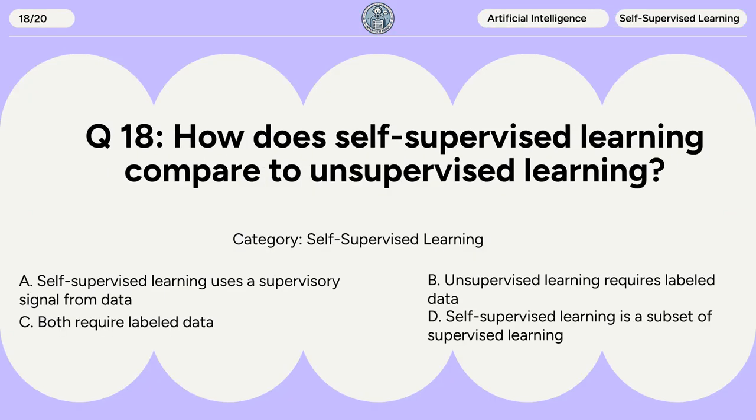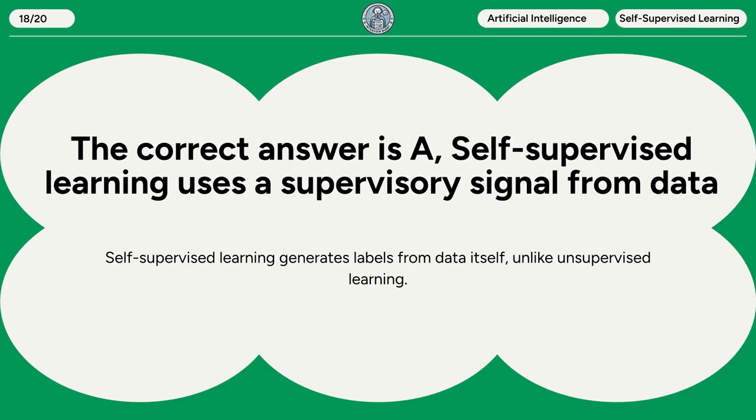Question 18. How does self-supervised learning compare to unsupervised learning? A. Self-supervised learning uses a supervisory signal from data. B. Unsupervised learning requires labeled data. C. Both require labeled data. D. Self-supervised learning is a subset of supervised learning. The correct answer is A. Self-supervised learning uses a supervisory signal from data. Self-supervised learning generates labels from data itself, unlike unsupervised learning.